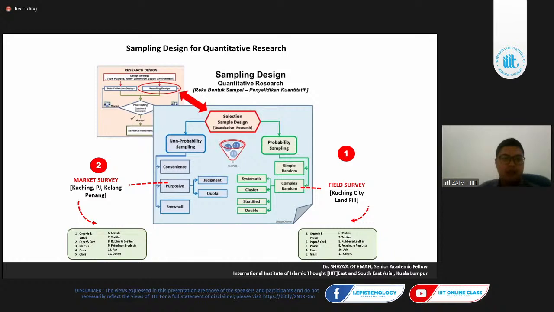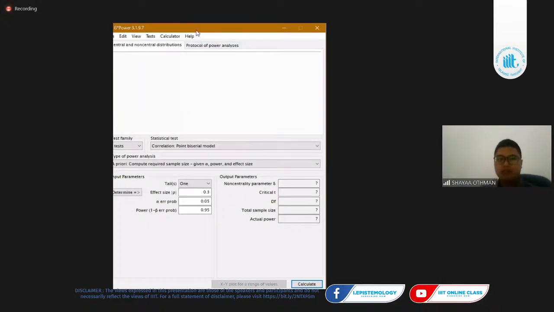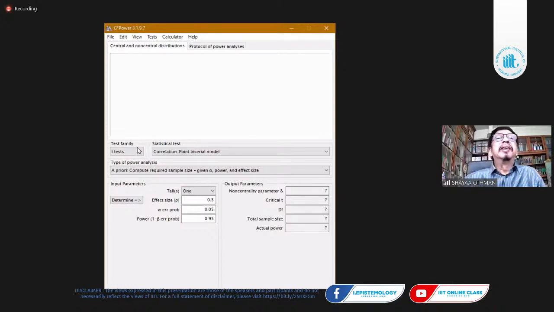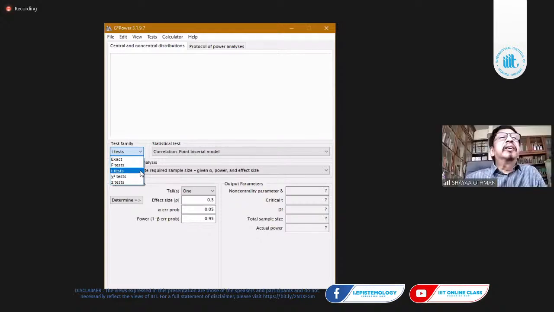One second, if I may share. Yeah. I cannot share my screen now. Wait, let me share my screen. The software looks like this. Can you see my screen? Oh, yes. Okay, fine. Yes, we can see. Based on correlation test, chi-square test. Okay.